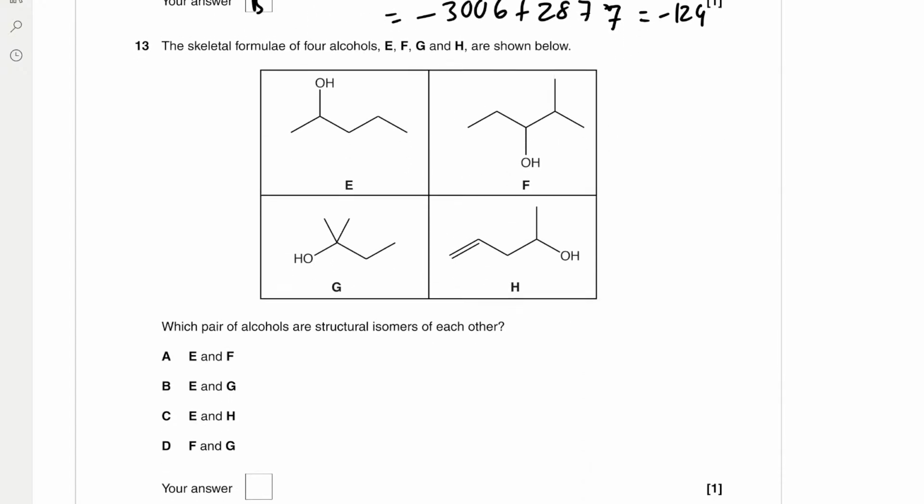Question 13. The skeletal formula of 4 alcohols E, F, G and H is shown below. Which pair of alcohols are structural isomers of each other? So structural isomers, let's define that first. That is same molecular formula, different structural formula.